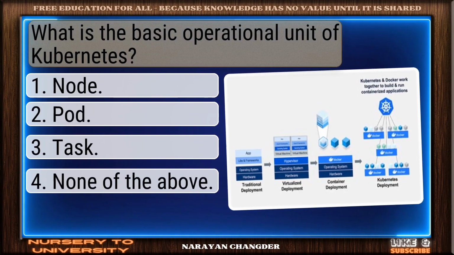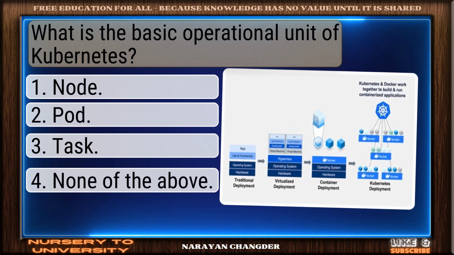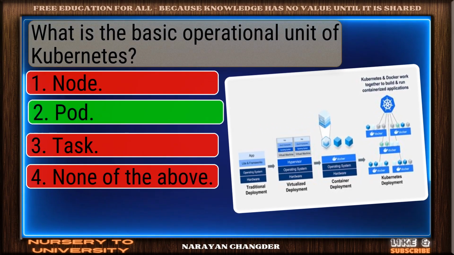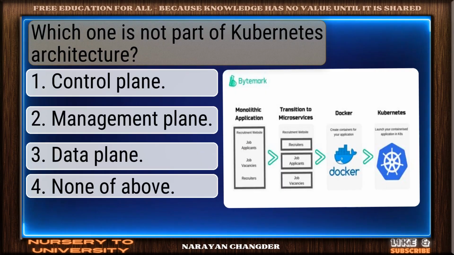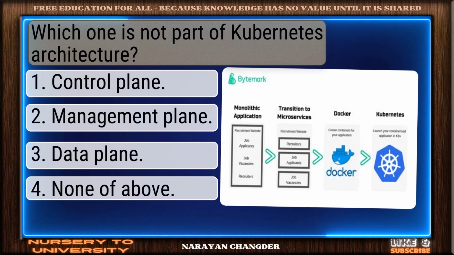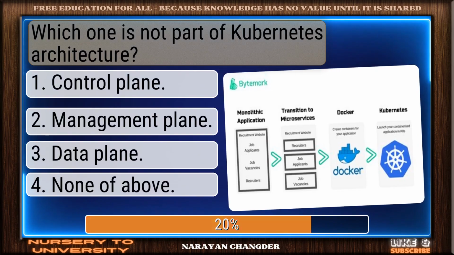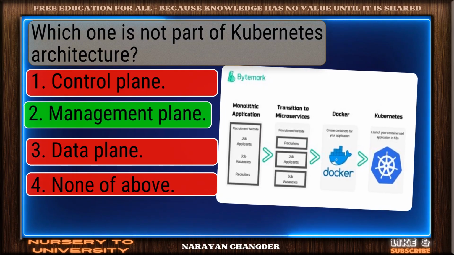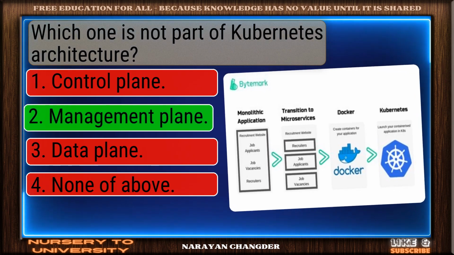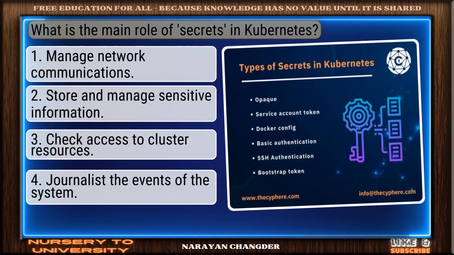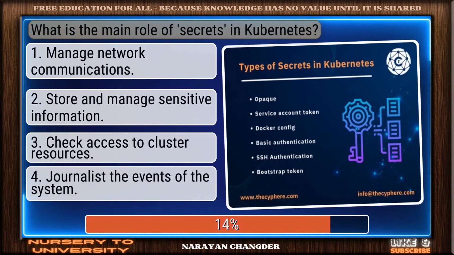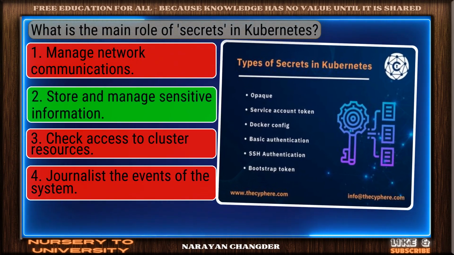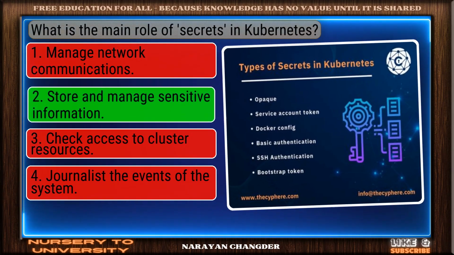Question number 42. What is the basic operational unit of Kubernetes? Well reasoned. Pod is the correct choice. Question number 43. Which one is not part of Kubernetes architecture? Nice work. You chose management plane and it is correct. Question number 44. What is the main role of secrets in Kubernetes? On track. Store and manage sensitive information is the correct answer.